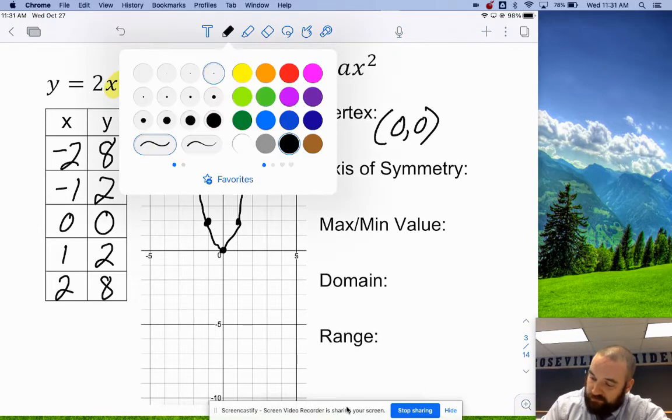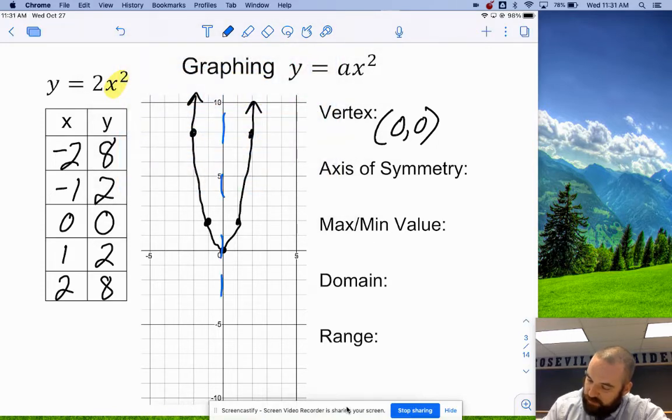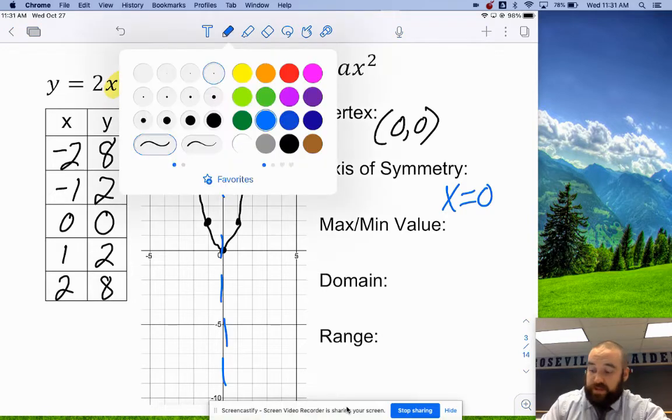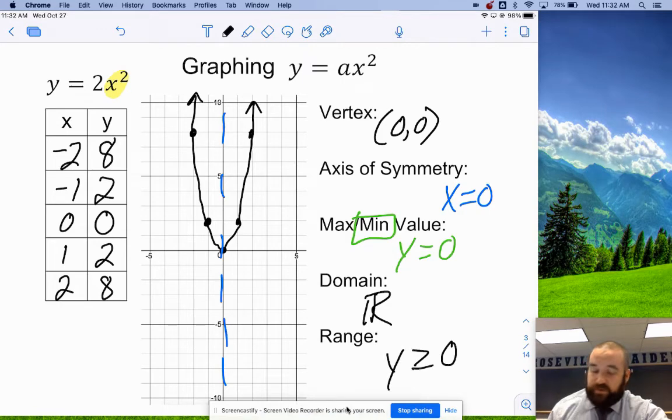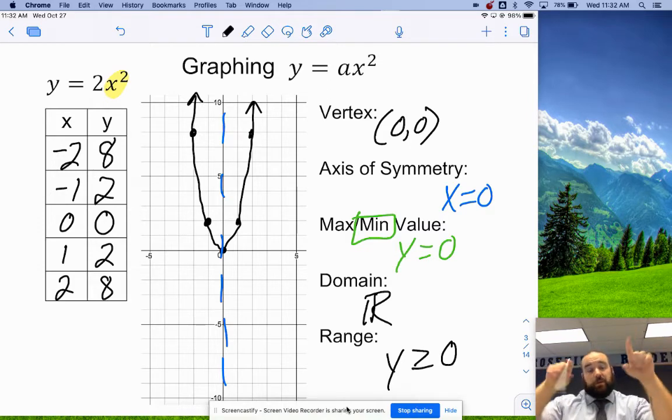Axis of symmetry is still right down the y-axis. So this is still x equals 0. The vertex is still a minimum, and that minimum is y equals 0. The domain is still all real numbers, and the range is still y is greater than or equal to 0. So none of those characteristics changed when we multiplied by 2. It made the graph steeper, but it didn't move the vertex, and if it doesn't move the vertex, most of the time those other characteristics aren't going to change.